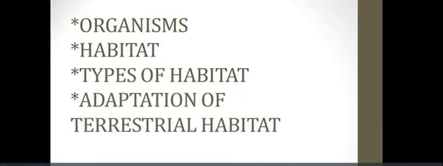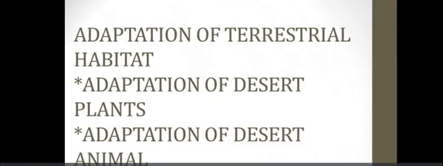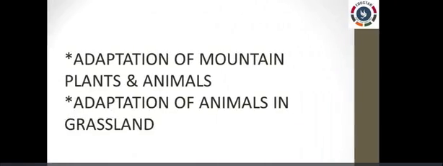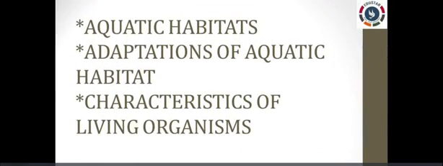So far I have explained about organism, habitat, types of habitat, and adaptation of terrestrial habitat. In adaptation, I explained about adaptation of desert plants and animals, adaptation of plants and animals living in mountains, and adaptation of animals living in grasslands. In the next video, I'll explain about aquatic habitats and characteristics of living organisms, and read page number 82 to 84 in the science textbook. Write answers for these questions in your science homework note.